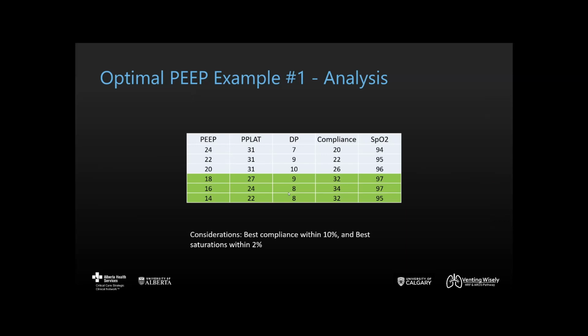And where was the best saturations? Well, both PEEPs of 18 and 16, and a 2% range gives us a little further of PEEPs of 18 to 14 as well. So the answer, any one of these three based on your clinical assessment and potential discussion with your physician or designate. I would choose a PEEP of 16 as it ticks all the boxes and gives us some room with that plateau pressure.